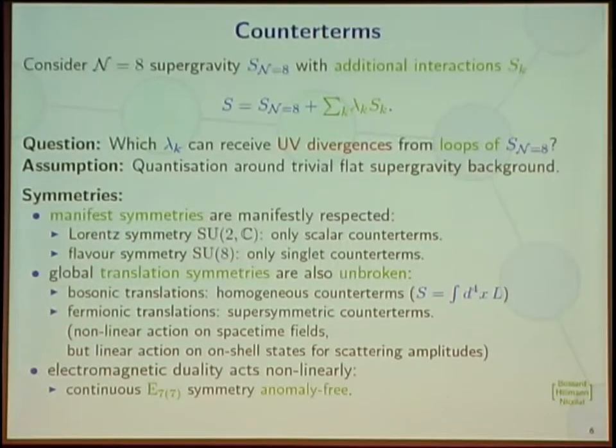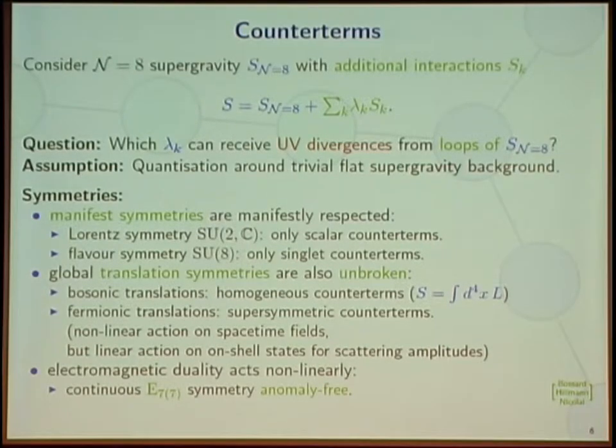And then there are the translation symmetries. They also are unbroken. They need to be respected. Well, bosonic translations, that's clear. Our counterterms must be homogeneous, so integrals over the whole four-dimensional space-time. Supersymmetry works very similarly, and supersymmetry is also manifestly respected.